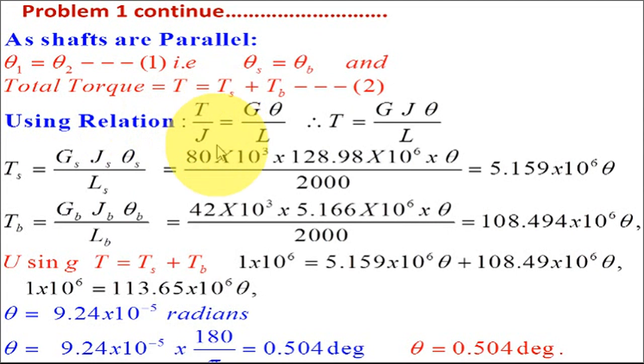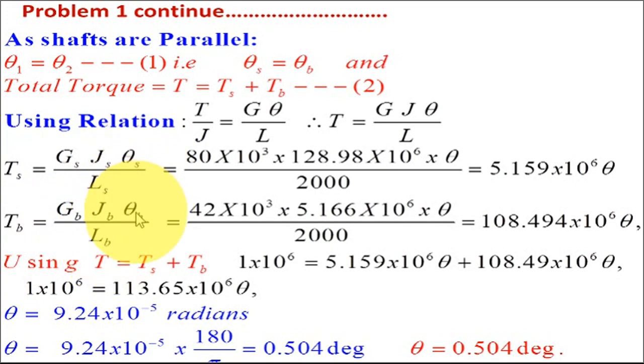We know that it is T by J equal to G theta by L, and to find out this T, T must be equal to GJ into theta. Means to calculate this T, the denominator J will now be in the numerator. It is transferred to the right side. So now the equation is GJ theta upon L. For steel it is Gs Js theta S upon Ls, and similarly for bronze it is Gb Jb theta B upon Lb.